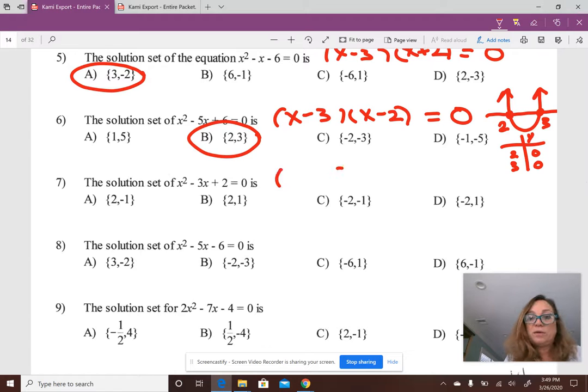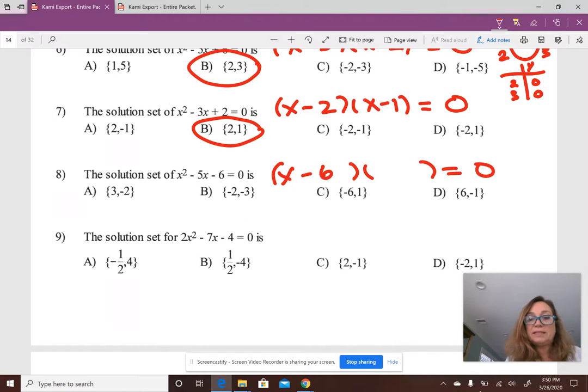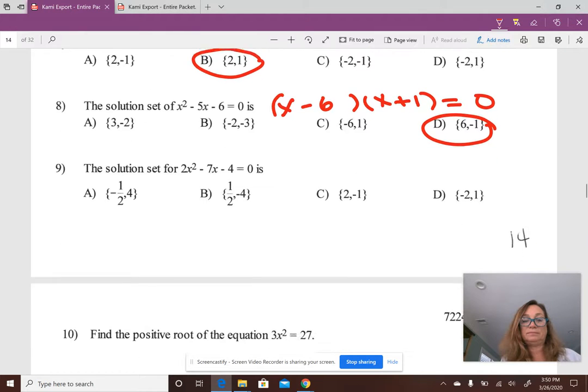All right, so factors, that's going to give me x minus 2 and x minus 1. So when I set those equal to 0, I get the positives. Okay, so I'm going to factor this. I get x minus 6 and x plus 1. When I set the factors equal to 0, I get positive 6 and negative 1.